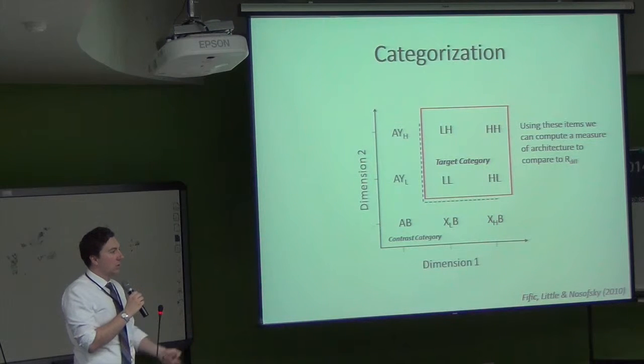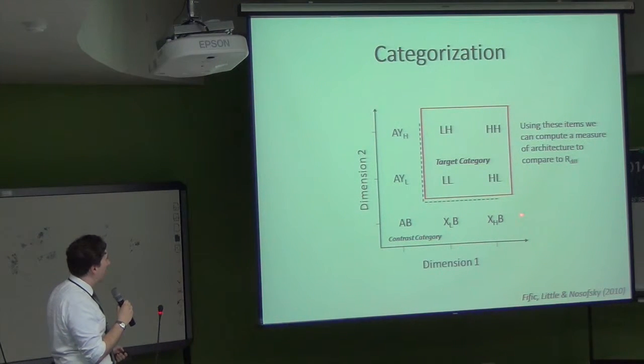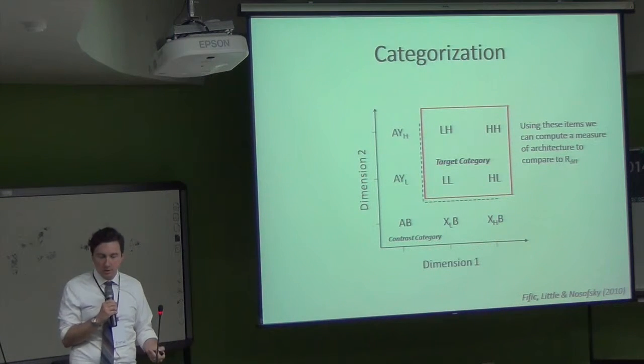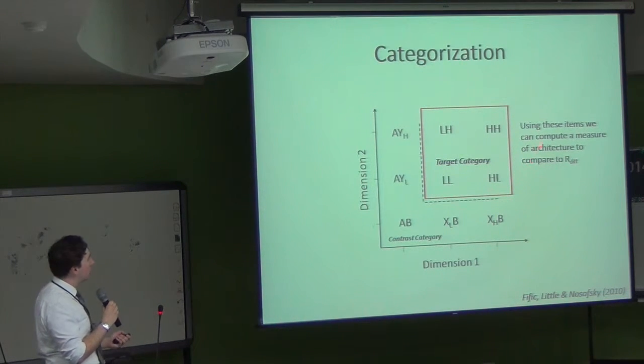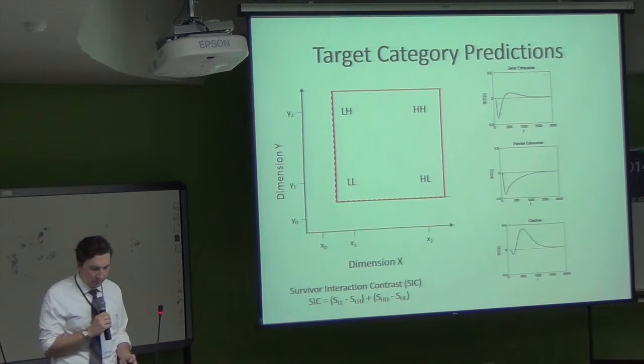This is some work that was conducted with Mario and Rob Lazovsky, along with some others, where we use the SIC, based on the target category responses, to compute some sort of index of what the underlying architecture was. I'm going to show you that data, and then compare that to the predictions that we get out of this resiliency difference function.